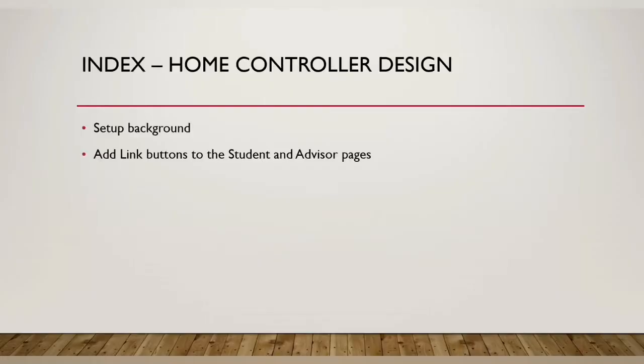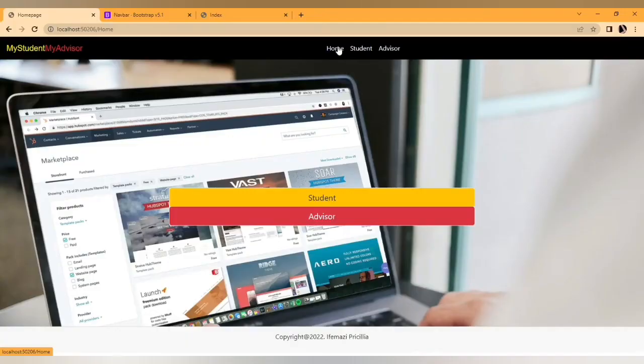So next up, we're going to set up our index page for our home controller. We're going to make it look like that of the demo. So let's take a look at the demo again. Alright, so this is how the index page looks like. We have a background image, and then we have the two buttons, the student and the advisor linking to the index pages. So let's work on that now for our index page in our Visual Studio.